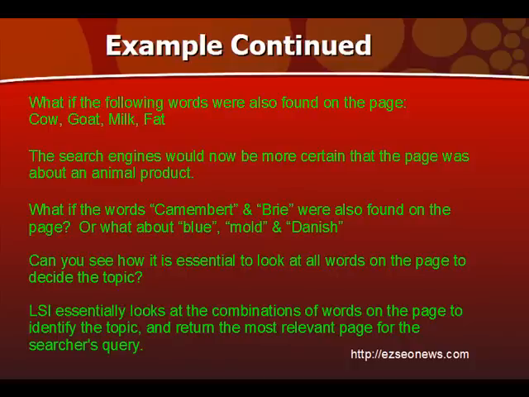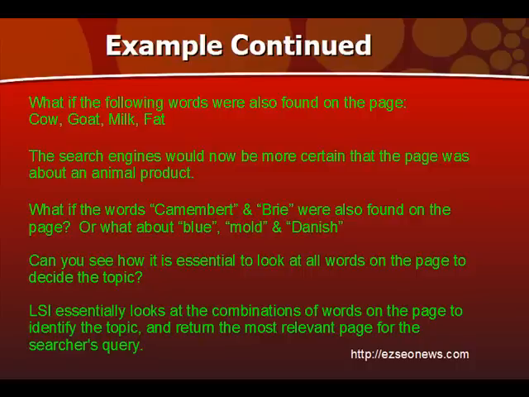You might also try and find the word France or French on that page and see. Or what if instead of Camembert and Brie it said, the words blue, mould and Danish were on that page? Well, there again, that web page is probably about Danish blue cheeses and would be returned in different searches than the Camembert and Brie example. So I think you can see how it's important to look at all the words on a page and not really just at a primary keyword phrase. And LSI essentially does just that.